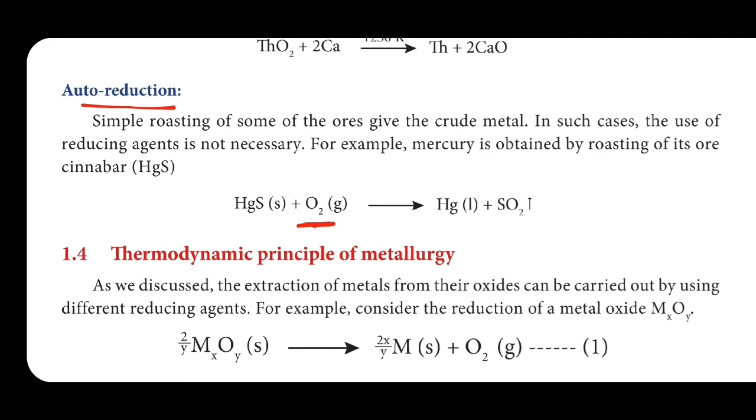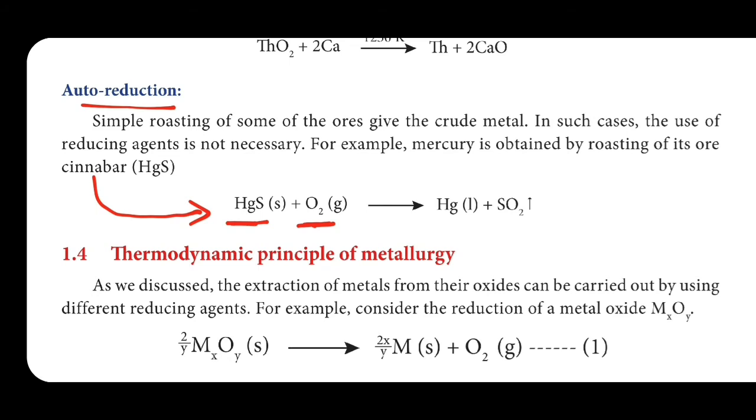Simple roasting of some of the ore. Here that ore is what? Cinnabar. HgS. Hg means mercury, S means sulfide. HgS means mercurous sulfide. Usually it is called cinnabar. That is the ore of mercury.